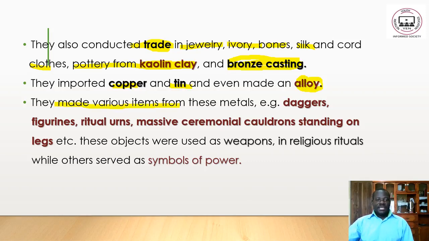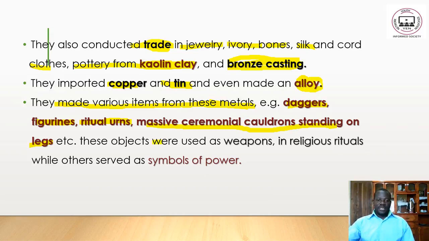They made various items from these metals. The metals like copper, tin, and alloy, they were making daggers, figurines, ritual urns, and massive ceremonial cauldrons standing on legs. So they were shaping different things. There were those things that were made for war, others were made for general duties, others were made for ceremonial or religious purposes.